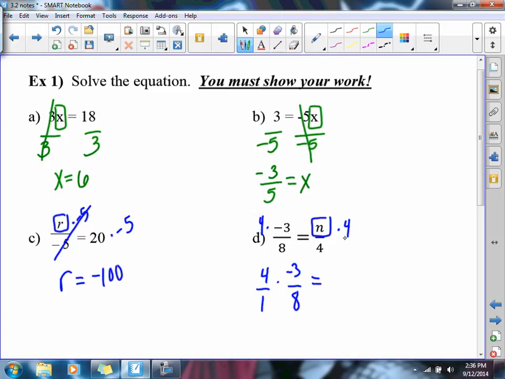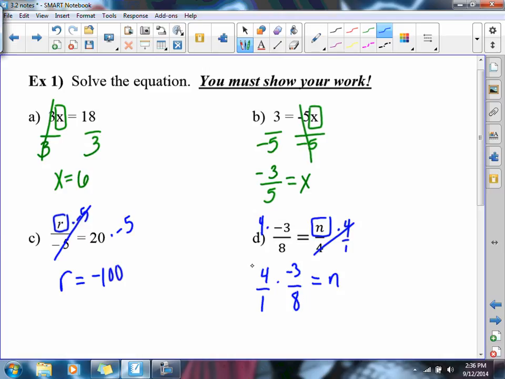Now here, I could put the 4 over a 1 here as well, but really that 4 and 4 just cancel. Dividing by 4, multiplying by 4, they cancel. So it's all going to be equal to n. So now basically I'm multiplying two fractions, and we could multiply across, or we could cancel a little bit.